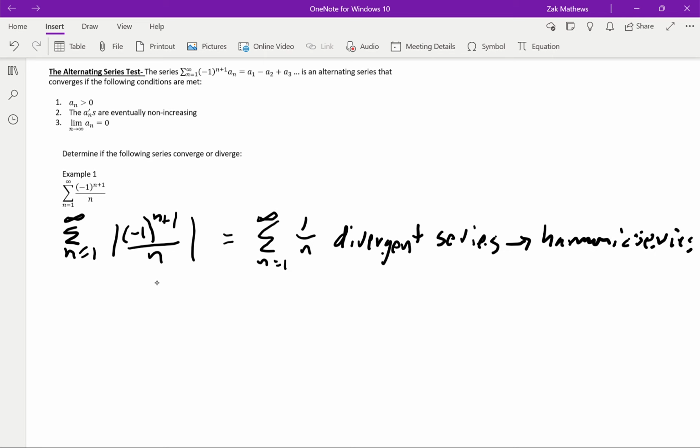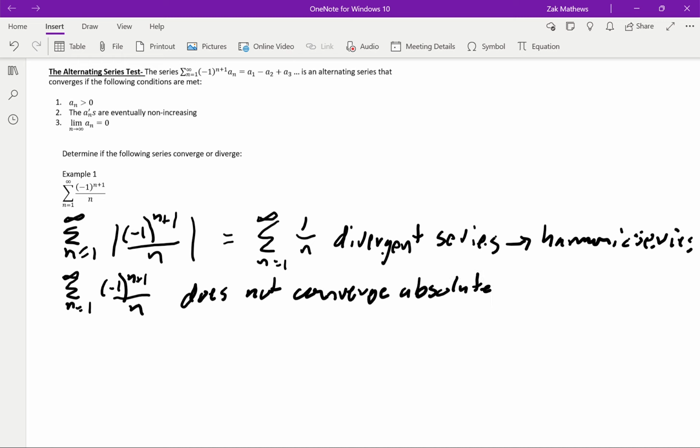So our series that we started with, n equals 1 to infinity of (-1)^(n+1) over n, does not converge absolutely. That does not mean it doesn't converge in some other way, being conditionally. So anytime I see that (-1) to a power, a great place to start, if it doesn't converge absolutely, is to just jump right into the alternating series test.